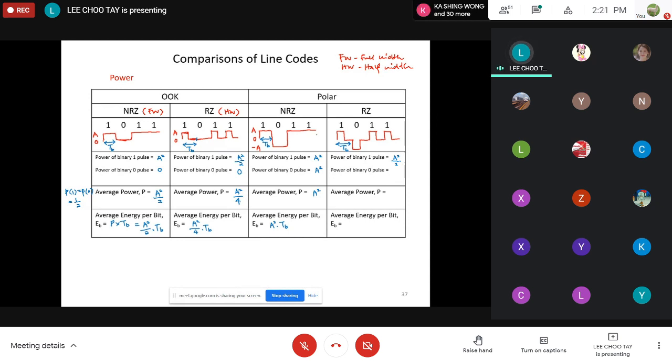When we transmit a binary 0, again, let me mark here, I forgot to mark here. This is 0, this is A, and this is minus A. When we transmit a binary 0, again we use A square over 2 as our power. So what's our average power? A square over 2, right? And the average energy per bit will be A square over 2 times TB.